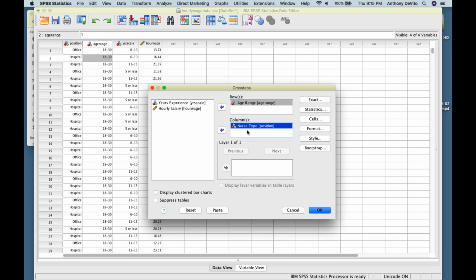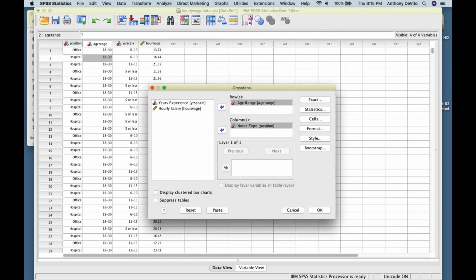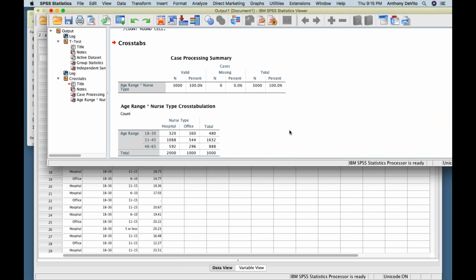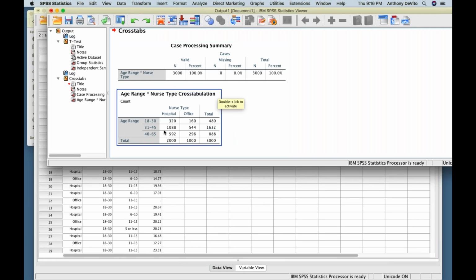Okay, so I'm going to go ahead and just say okay. Because in Cells only Observed is checked, it's just going to create that crosstabs table for me. I'm going to click OK and see what I get. Here's our crosstabs table. There are 3,000 nurses in this data set, no missing values. And let's see how it looks. Well, 18 to 30, we have 320 nurses out of 480. 31 to 45, we have 1,000 out of 1,600. And 46 to 55, we have 592 out of 888. It's kind of hard to interpret here, isn't it?